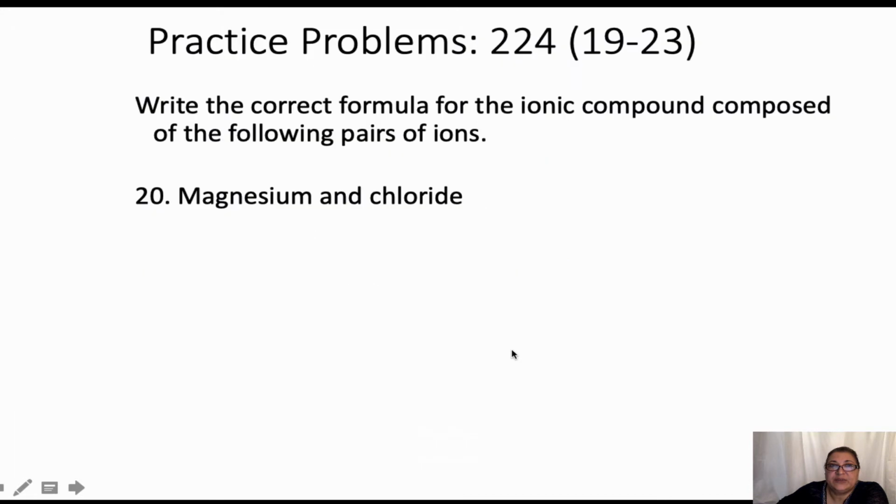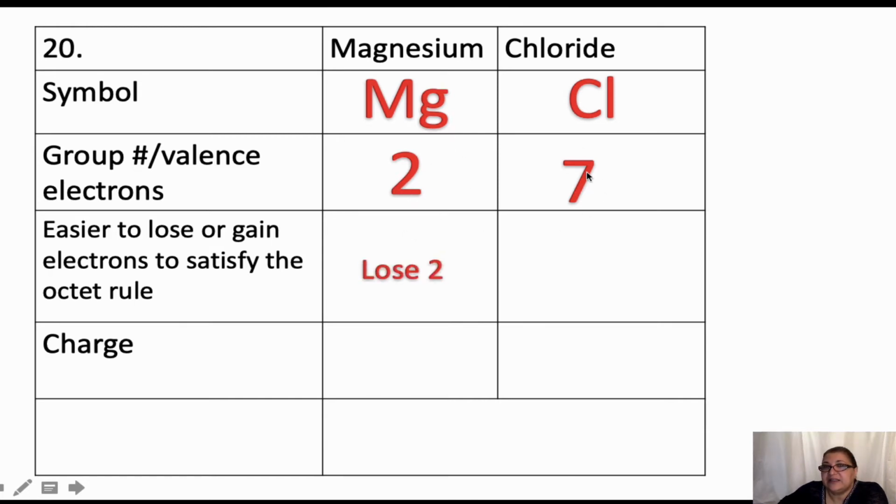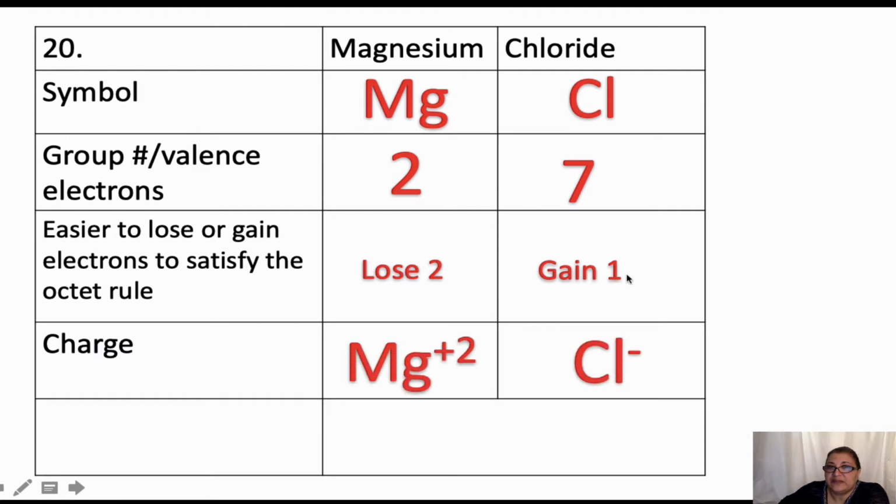All right, let's do one more. Magnesium is in 2A, the symbol is Mg. Chlorine is Cl. Magnesium is in 2A, so it has 2 valence electrons. Chlorine is 7A, so it has 7 valence electrons, and it's easier to lose the 2 than gain all 6. And in this case, it's easier to gain 1 than lose all 7. So magnesium becomes positive and chlorine becomes negative, and we do the crisscross, so it takes 2 chlorines for every 1 magnesium.